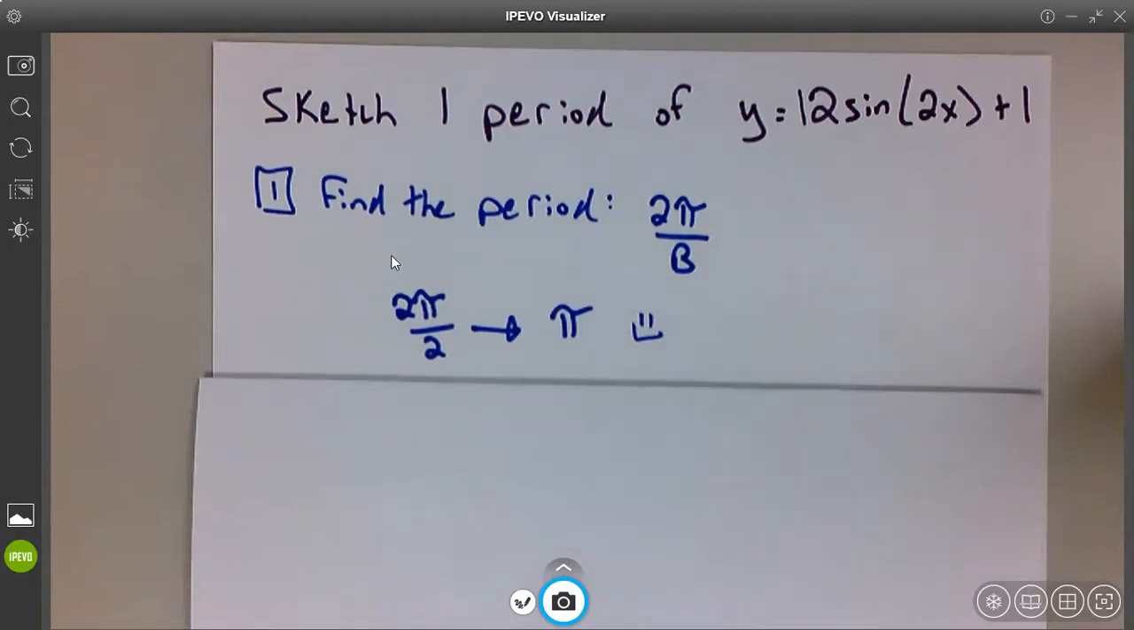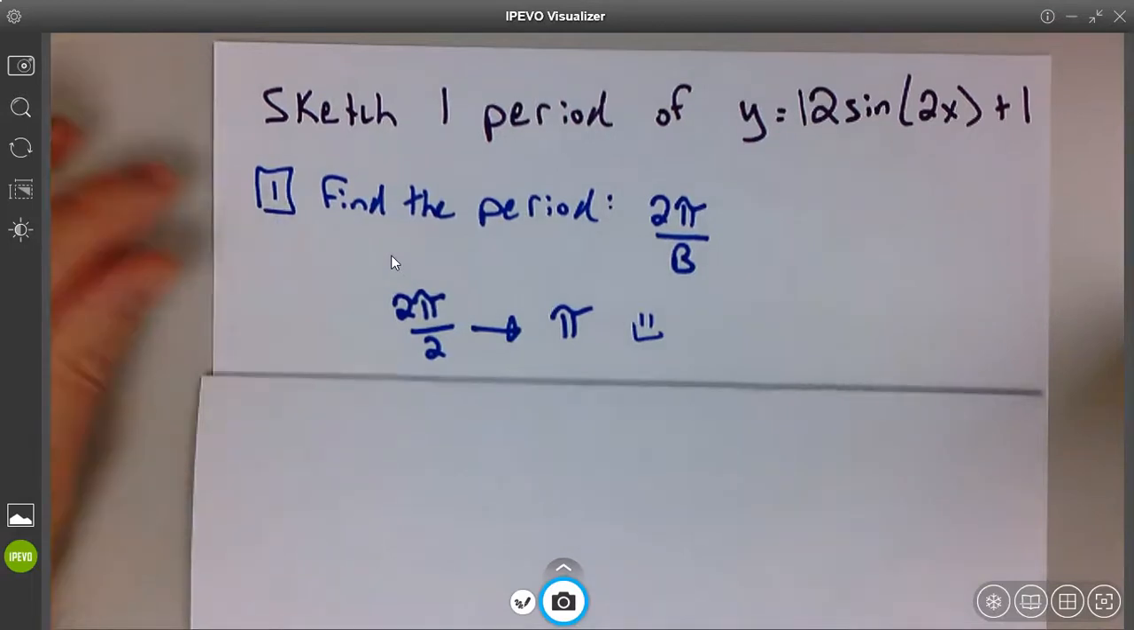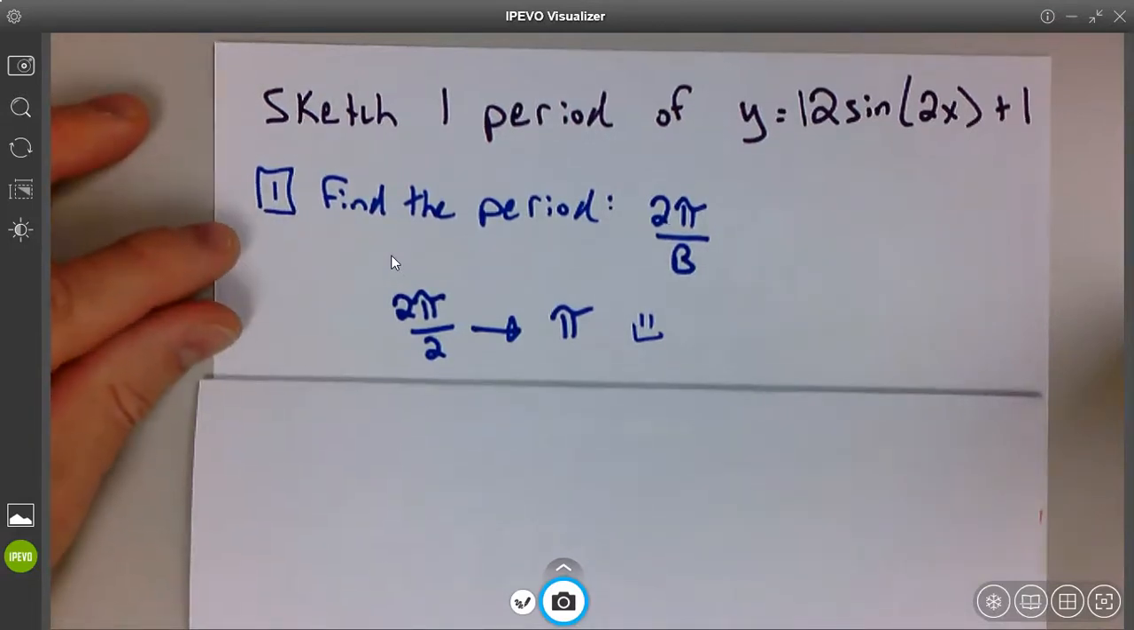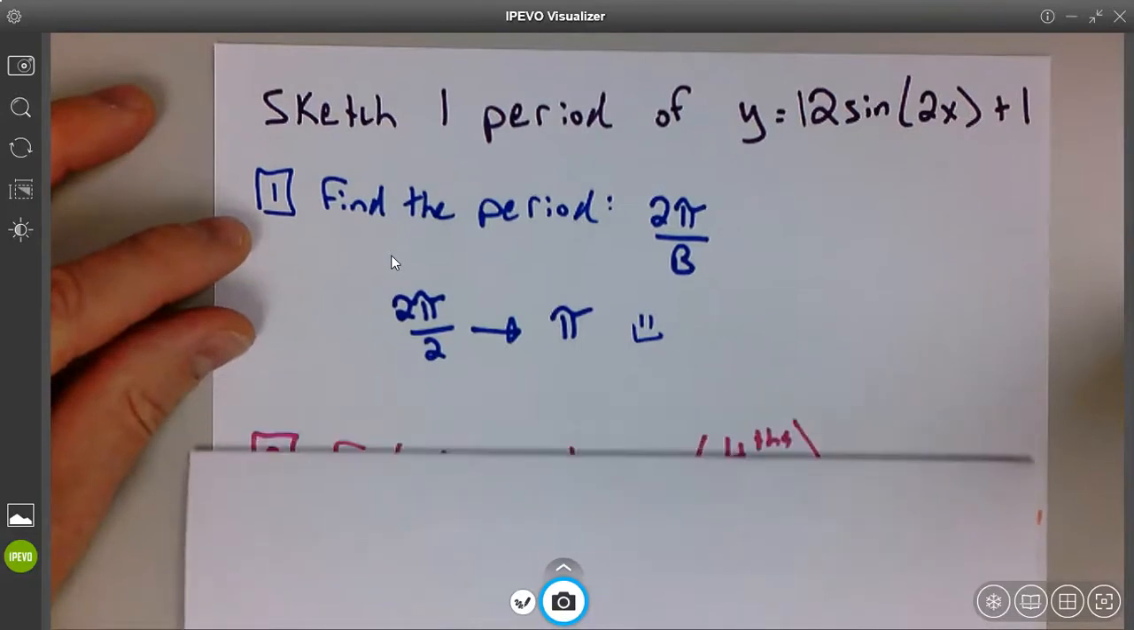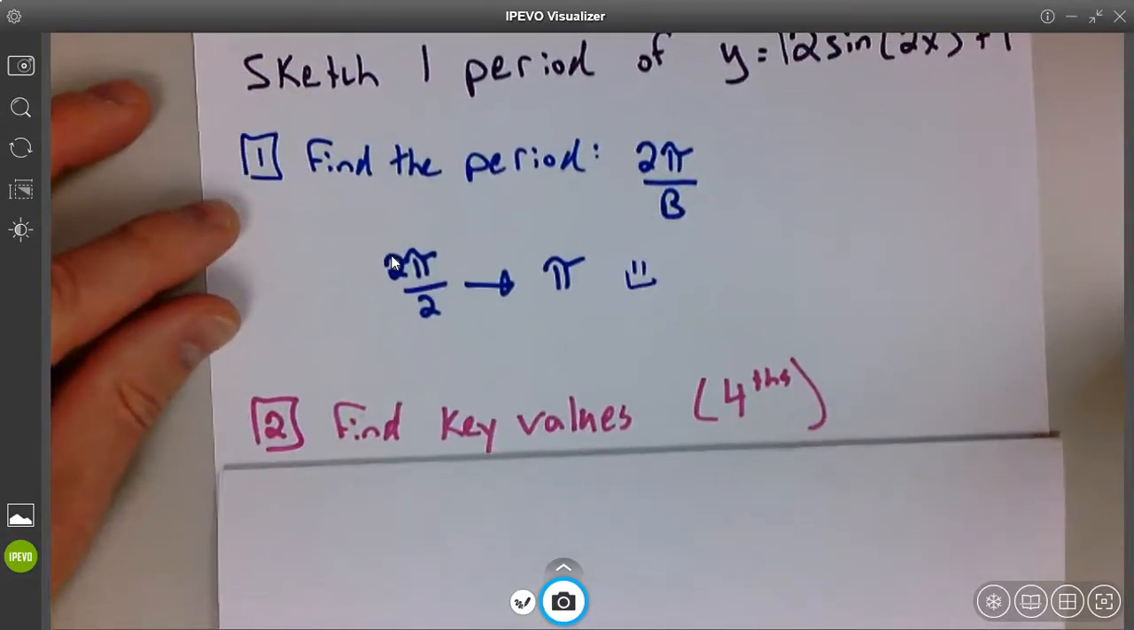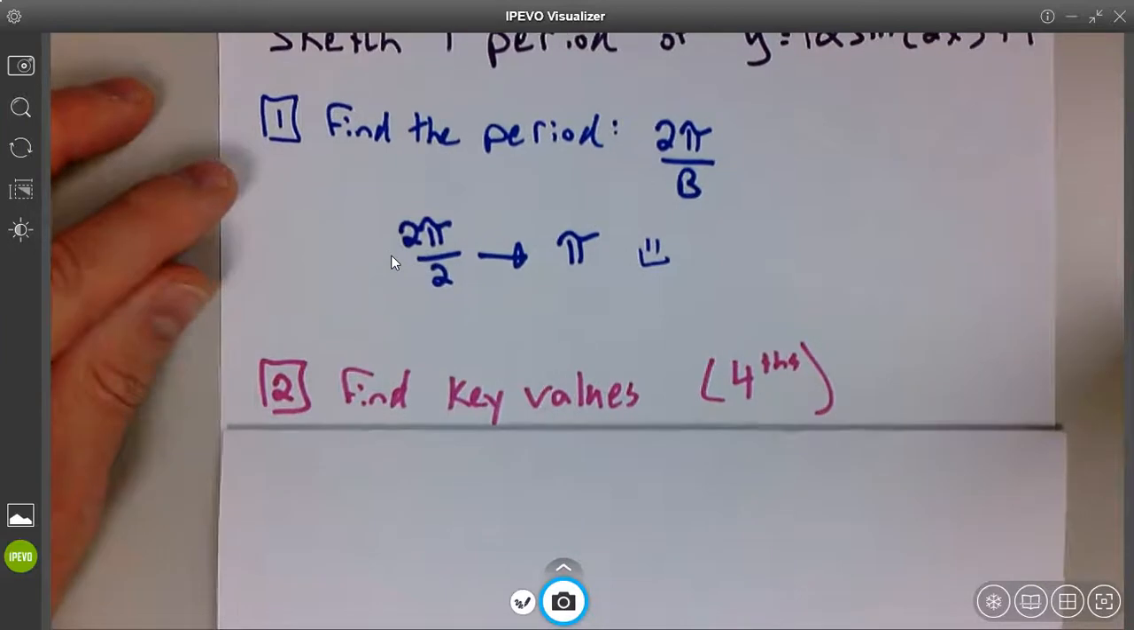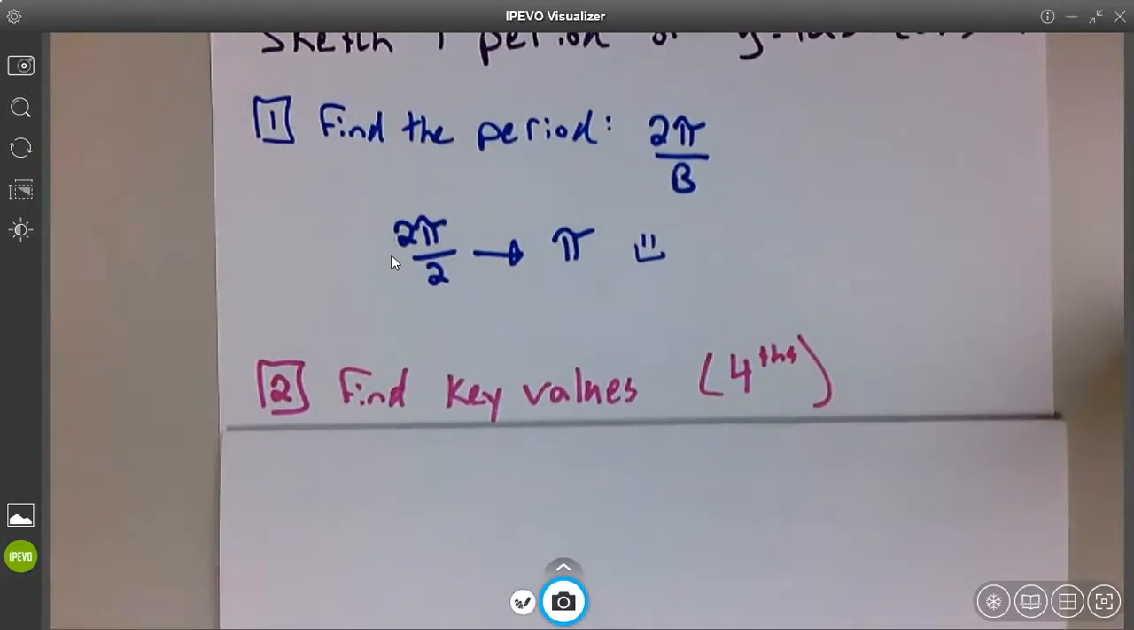Next, the second thing I did on my fingers, the first one was finding the period. Second one was breaking that up into fourths. Finding the key values is actually what I called it. But to do that, we need to break that into fourths. If you think about going around the circle one time, those key values lie at the fourth spot. A fourth of the 360, 90. 2/4 or a half was 180. 3/4, 270. And then all the way 4/4 was 2 pi or 360.